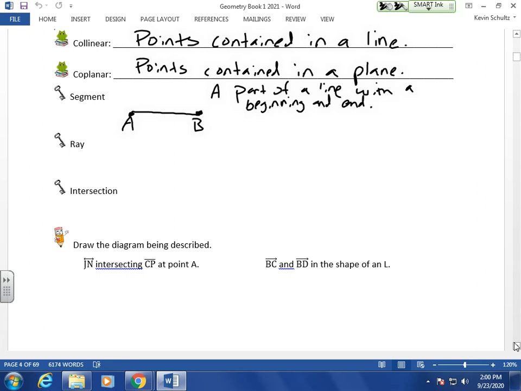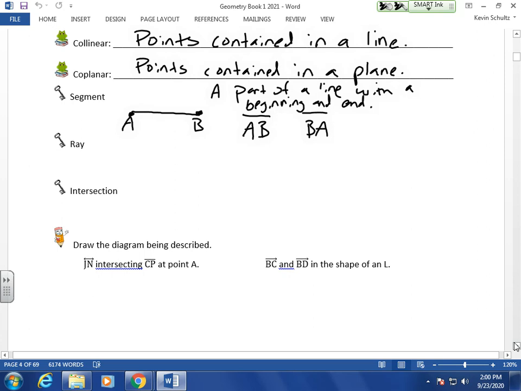Okay, so this would be notated as AB with that notation over it, but without the arrows, to show that it is a segment. It does have a beginning, it does have an end. You could also write BA with the segment notation above it.